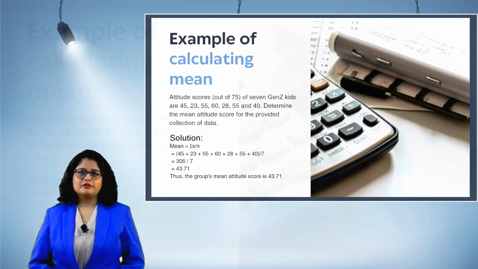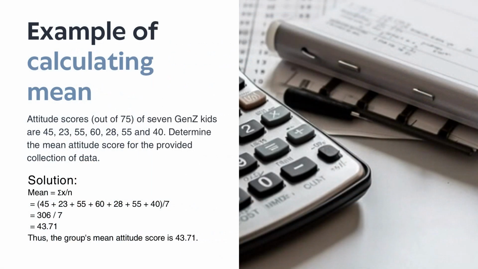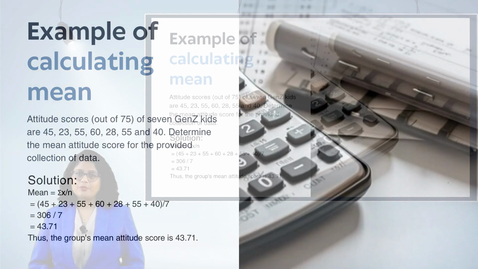Here is an example. The attitude scores of 7 Gen Z kids are 45, 23, 55, 60, 28, 55, and 40. To find the mean, we add all these scores, which is equal to 306. Then divide by the number of scores, which is 7, which comes to 43.71. So, the mean attitude score is 43.71. This gives us a single value that represents the group.